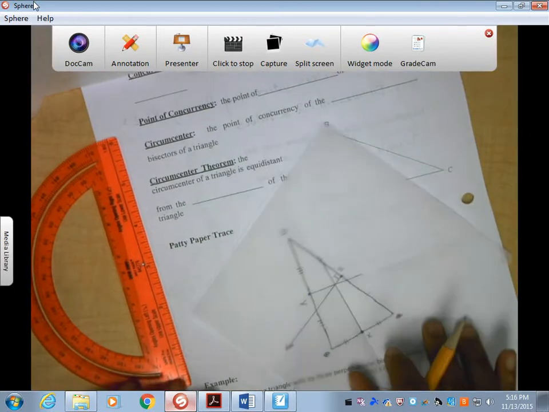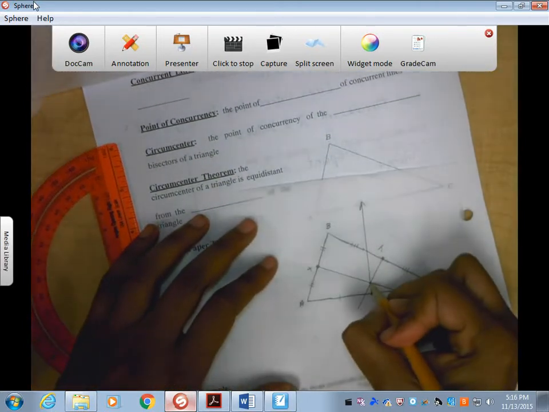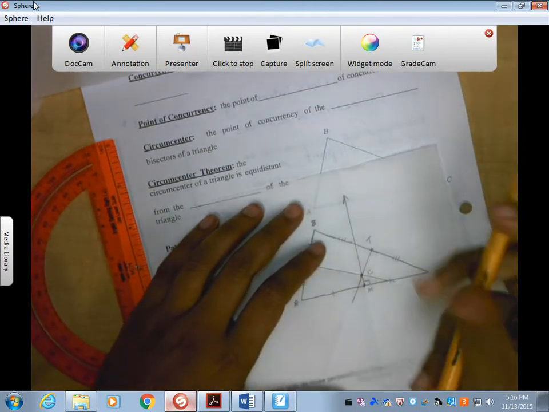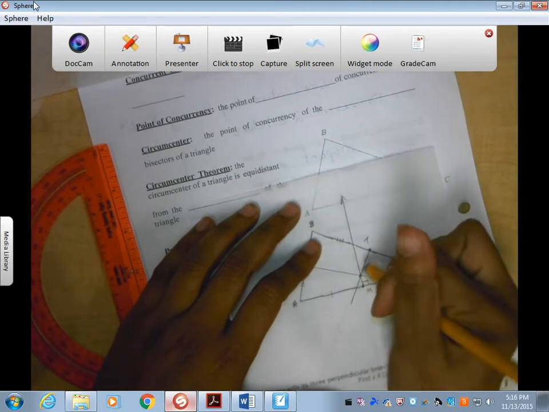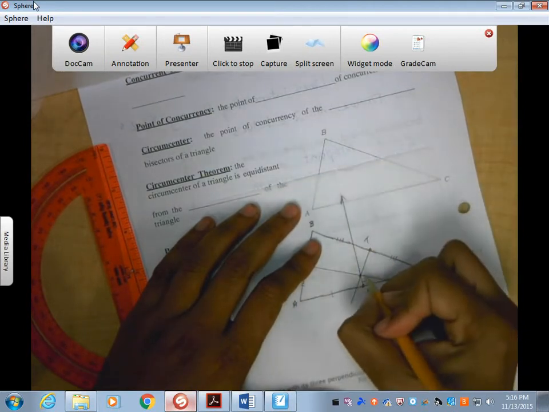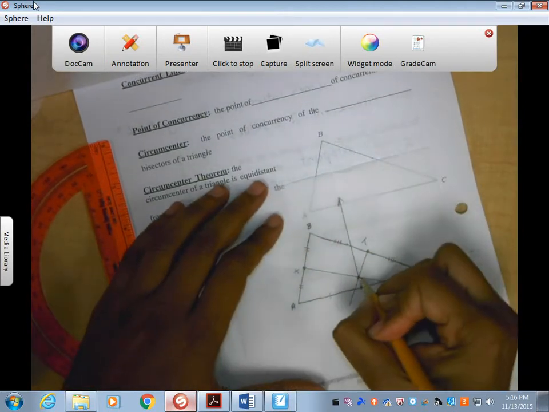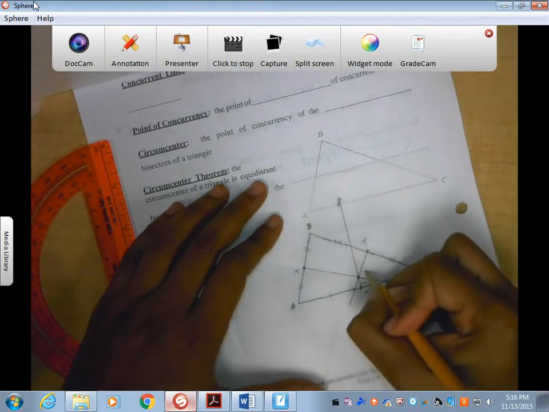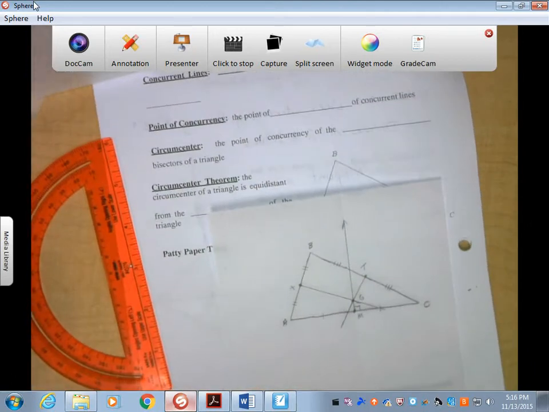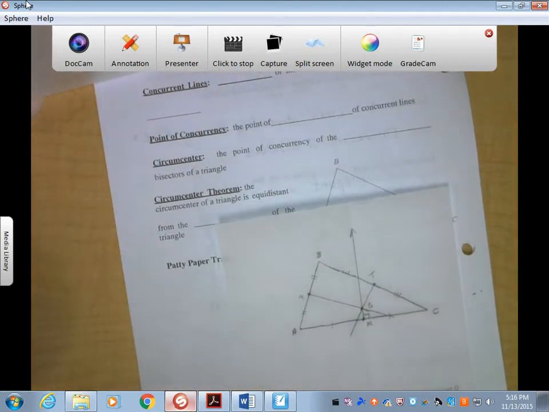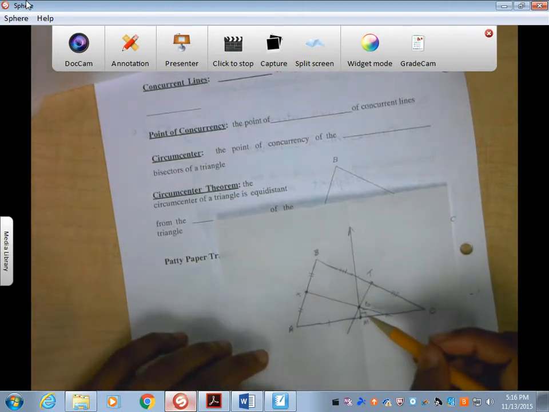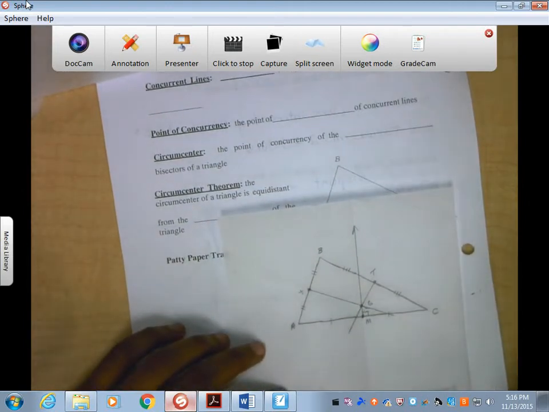The perpendicular bisectors will intersect. See, they're intersecting right here. I'm going to make that C. Oh, I already have a C. So let's make it T. I think I have a T already, too. Let's make it G. That'll work. Okay, so what they're trying to show you is that when all the perpendicular bisectors intersect, they intersect at a point, and that point is called the circumcenter.